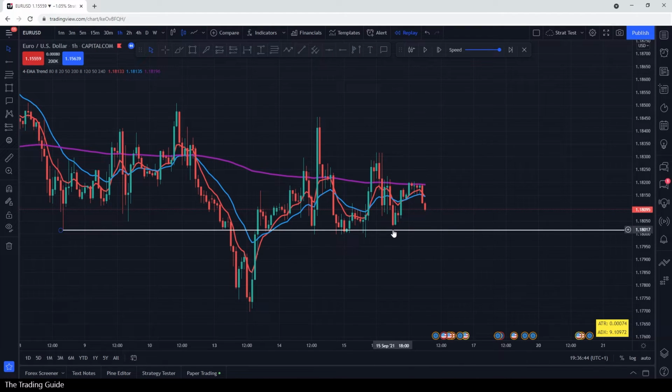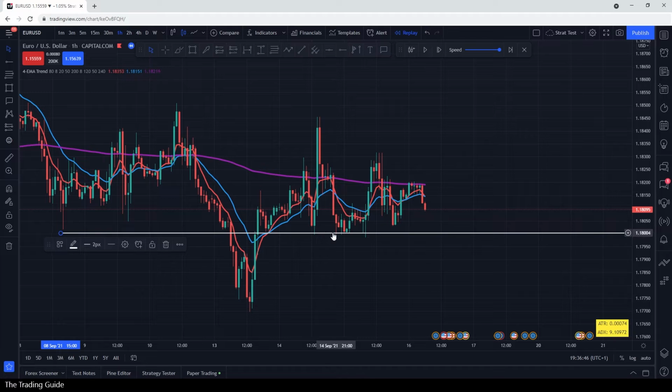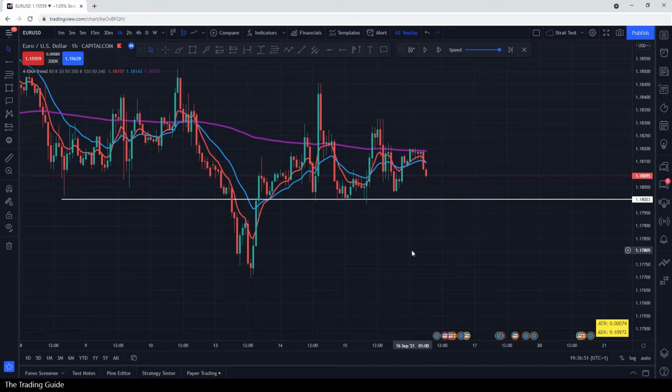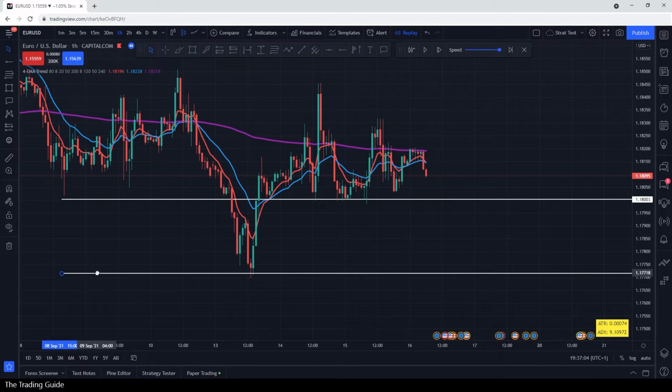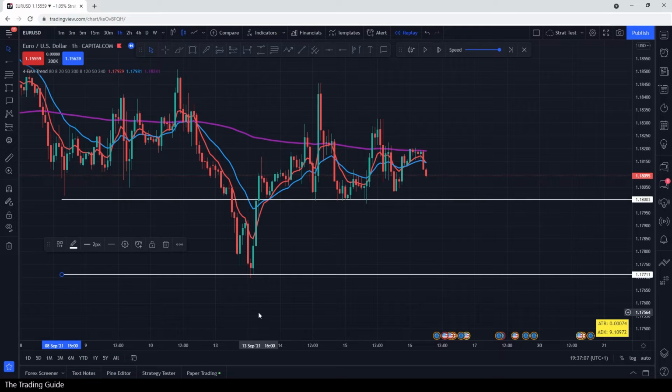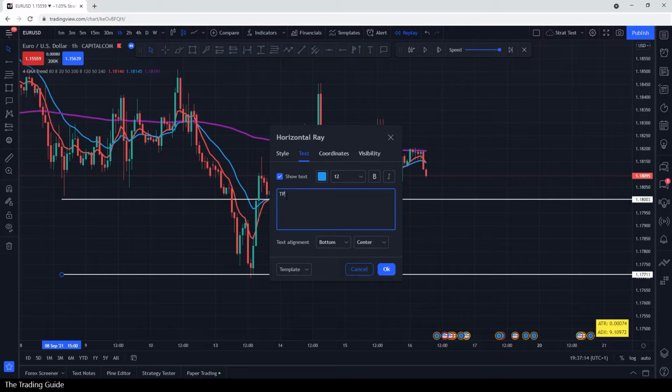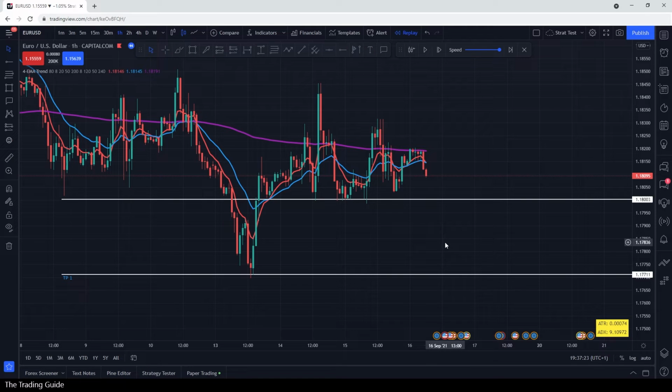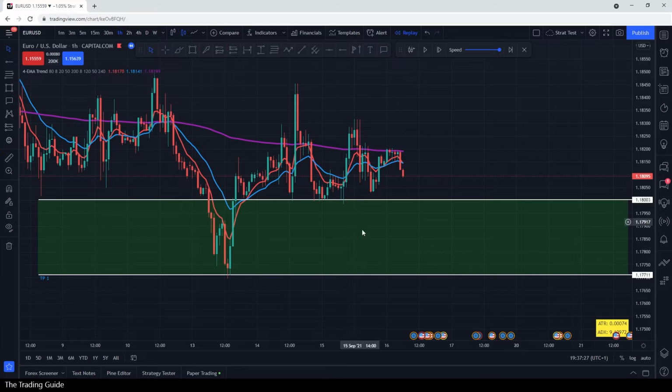So what I'm looking for is a break through this level, but before I want to see where I can take profit if the price is going down as I expect. So I'm looking for a significant level below where the price had been already, this one here. And this is where I define my take profit. Okay, so we have this zone here, when price is coming down into it, where we can make profits.